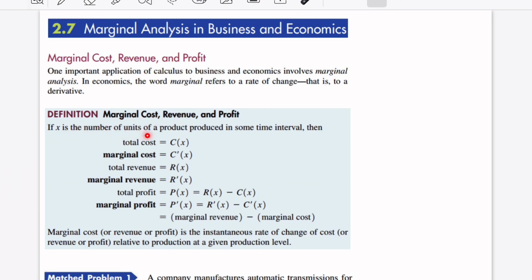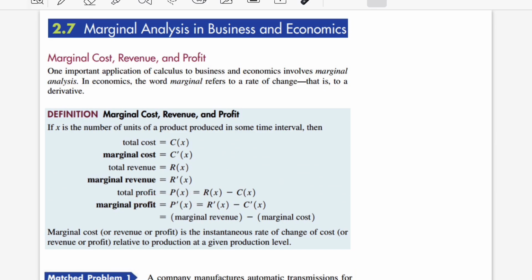So X will be the number of units of a product produced in some given time interval. Then our total cost is going to be given by C of X, and then the marginal cost will be the derivative of our total cost, so C prime of X. Similarly, our total revenue is going to be R of X, and to find the marginal revenue, we will take the derivative of our revenue.